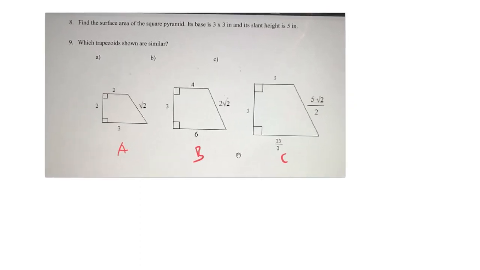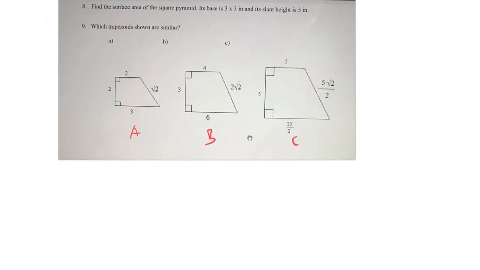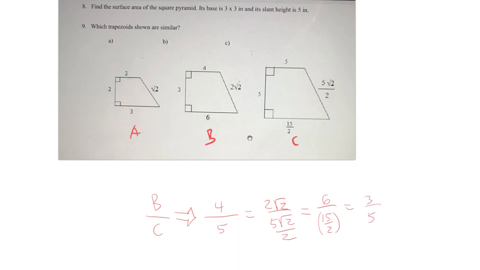Let's now investigate B and C. So we'll put B on the top and C on the bottom. That actually doesn't matter. Just make sure you're consistent. So we have, let's do the top side there. That's 4 over 5. And the question is, is that equal to 2 radical 2 over 5 radical 2 over 2? We're going to find out later. And then is that equal to 6 over 15 over 2? We're going to find that out later. And then is that equal to 3 over 5?